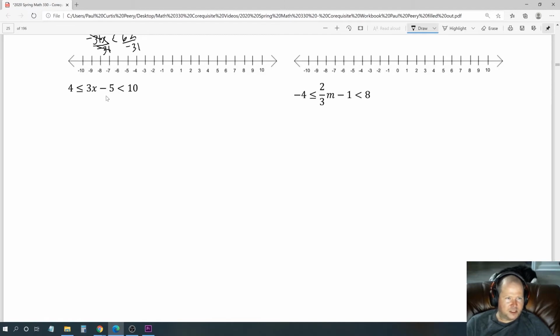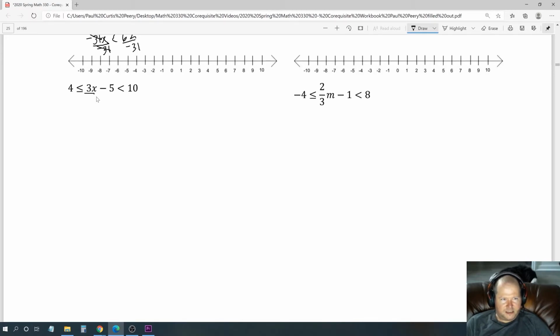Okay, so let's do another three-part inequality. The difference between this one is it hasn't been solved for the variable in the middle. So we are going to have to solve for the variable in the middle. Same rules that we had before, but instead of trying to get the variables on the left or right, now we're trying to get all the variables in the middle.